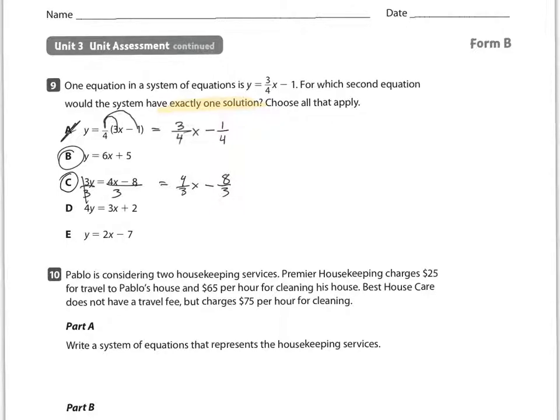Now for the next one, we're going to divide by 4, and you get 3 over 4x plus 1/2. Now they have the same slope. Same slope won't give you one solution, so that's not your answer. The last one has a slope of 2, so that means that they are different slopes, so that's your answer.